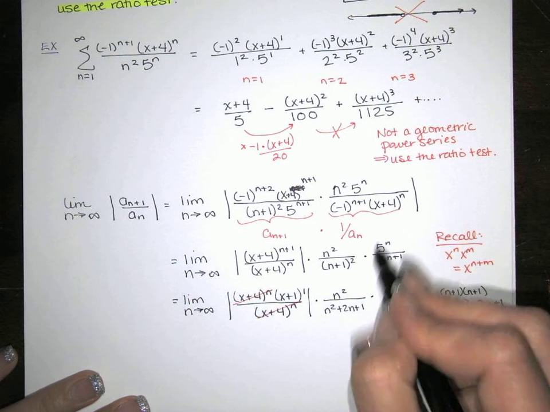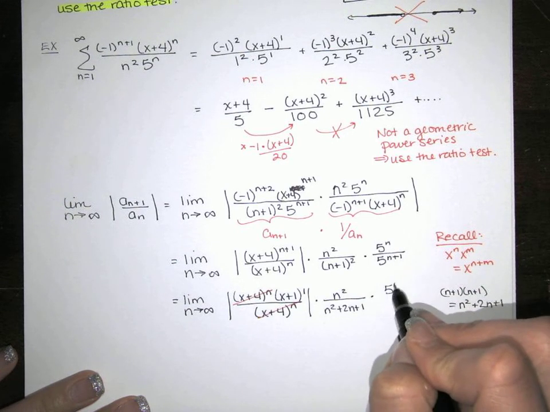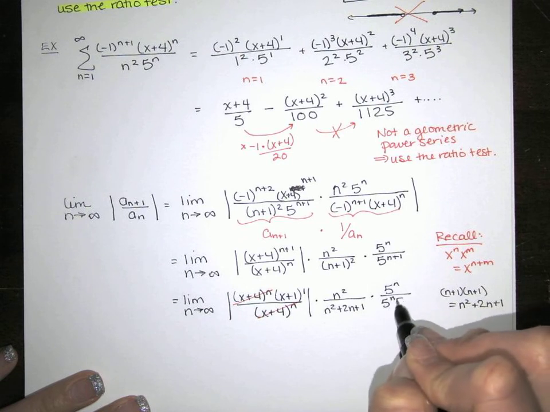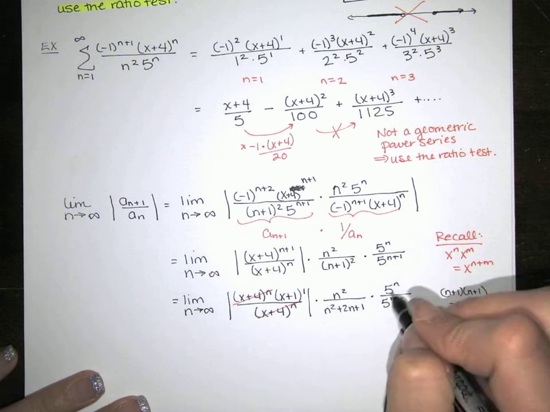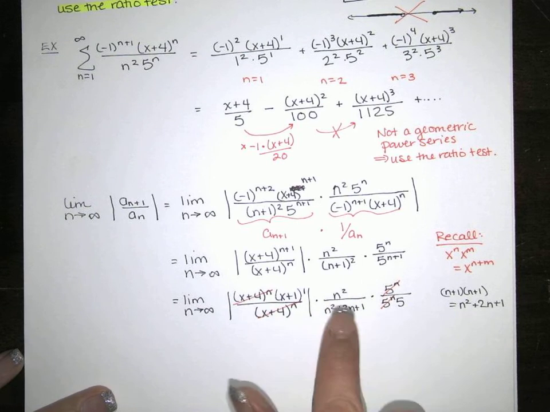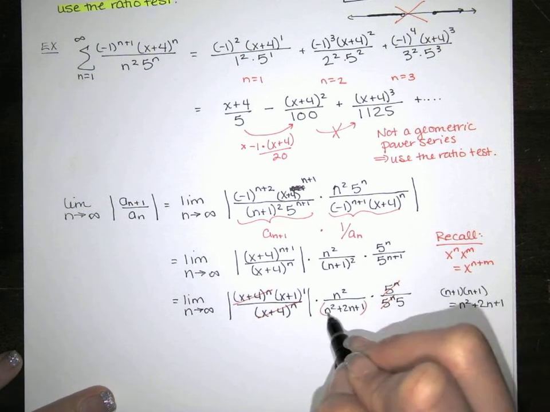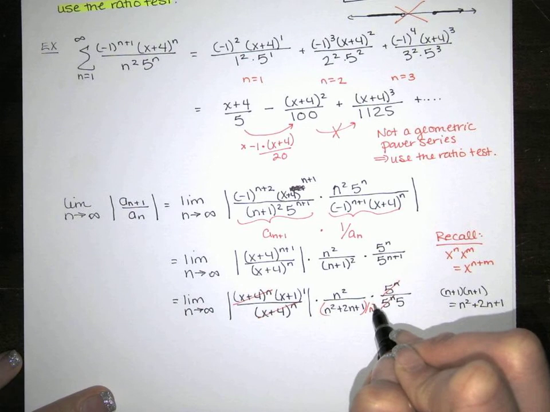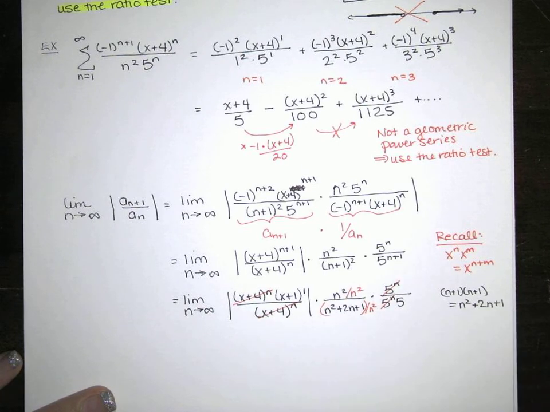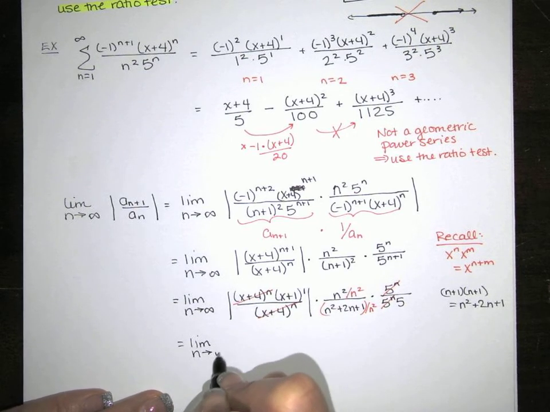Okay, and we're going to use that exponent property here again for the 5 to the n plus 1. That's 5 to the n times 5 to the first. These guys reduce. Okay, and then this guy in the middle is an infinity over infinity indeterminate form. Since we've got a rational expression, we divide the numerator and denominator by the highest power of n in the denominator. That will get rid of the infinity over infinity problem and allow us to take the limit, which is what we want.